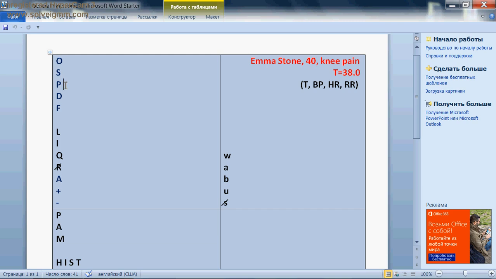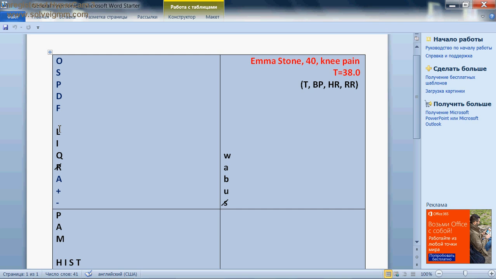Then progression, duration, and frequency. If your patient says that his pain is constant, that means that you don't have to ask him about frequency, you just skip this letter. And every time you think that a letter is unnecessary, you just skip it and go forward.